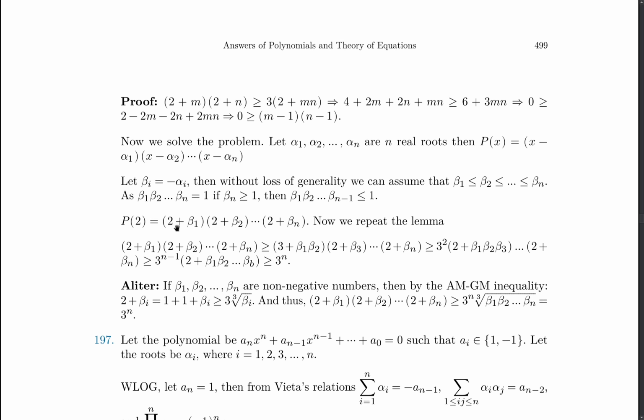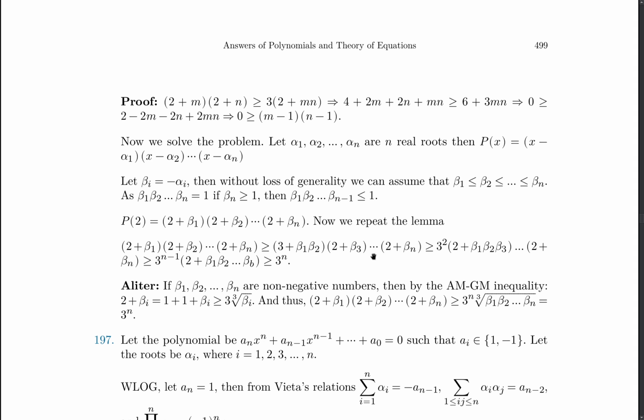Now p of 2 would be (2 plus beta 1) into (2 plus beta 2) up to (2 plus beta n). Now we repeat the lemma. Okay, this is what we had derived. So we take the first 2 and we apply the lemma on that, so it becomes 3 into (2 plus beta 1 beta 2).